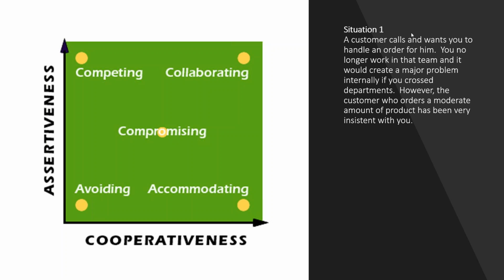So the first one here is you've got a customer that calls and they want you to handle an order for them, right? So they know you, they've got a relationship with you, and you no longer work in that team. So you've had an internal restructuring, and it would create a major problem internally if you cross departments. However, the customer who orders a moderate amount of product has been very insistent with you. So what do you do?